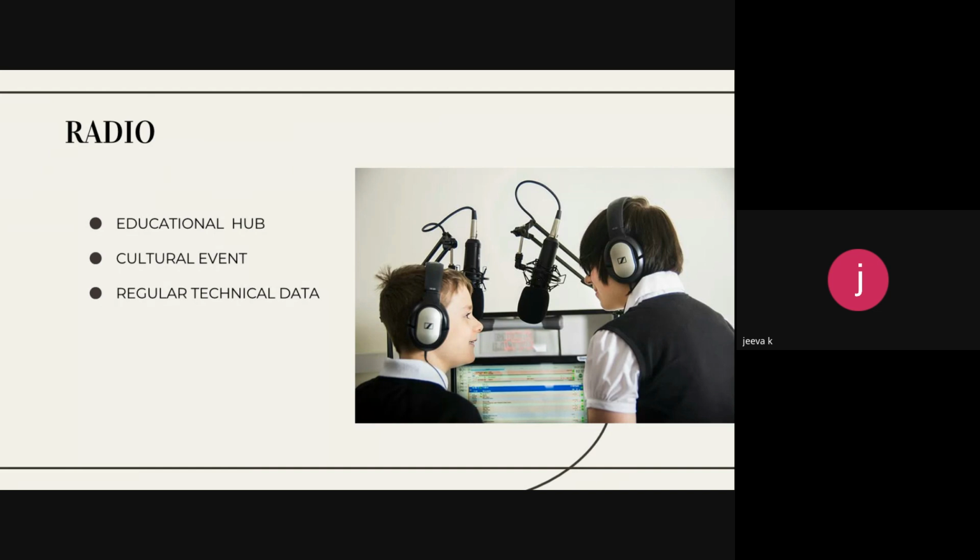When we go into radio, if it is purely for an educational hub, it is not a commercial product. It is purely an educational product, where we give only useful content shared by a number of people on a voluntary basis. That we call an educational hub. When we go for a cultural event, we call it Radio City, KAHE FM and all these. But the regular technical data depends on how the radio is being used.